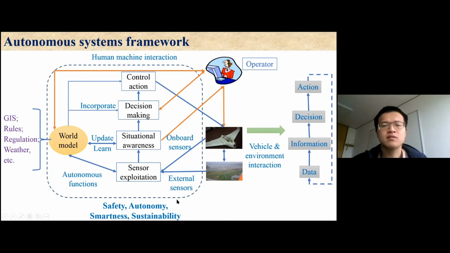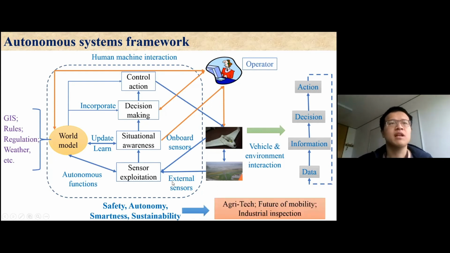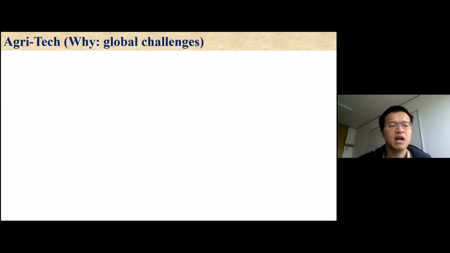So in the following slides, I will introduce the application of autonomous systems in a number of industries, such as agri-tech, the future of mobility, and industrial inspection. So I will start with agri-tech.